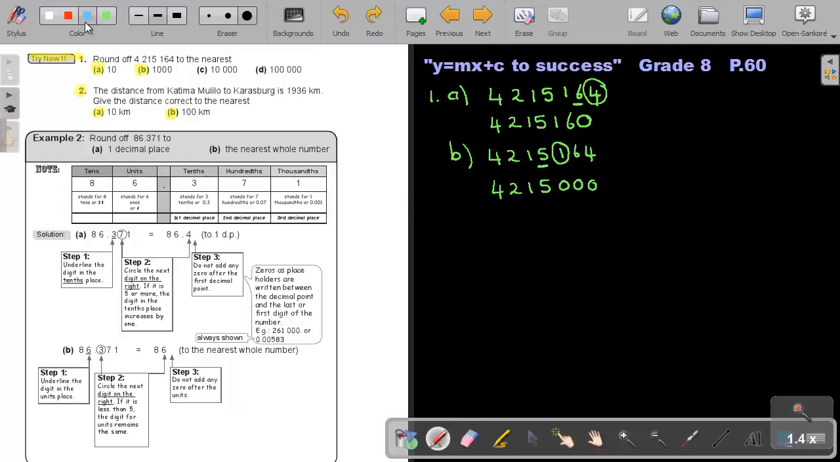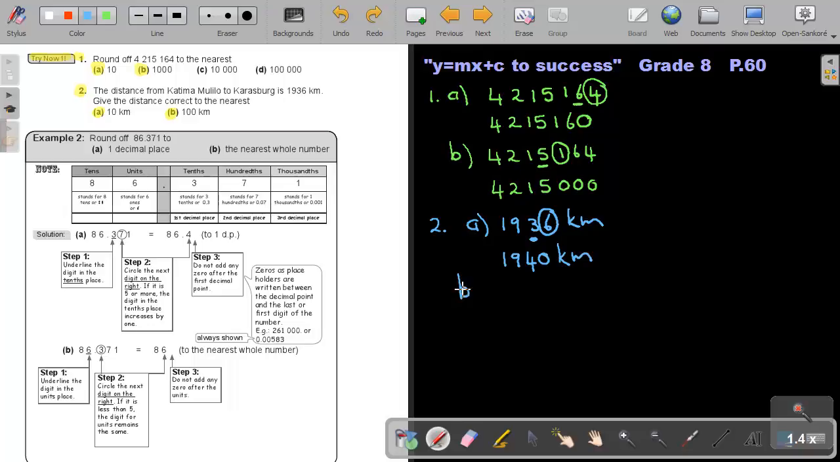Okay, let's look at number 2. The distance from Katima Mulilo to Karasburg, two places in Namibia, is 1936 kilometers. Give the distance correct to the nearest 10 kilometers. Okay, let's just write down the number again. 1936. Look, this is kilometers. So this is the nearest unit, and this is the nearest 10. So I circle the one on the right. This is 6. This is 5 or more. So this one will become 1 more, it will become a 4, and I just fill that position and write the unit.